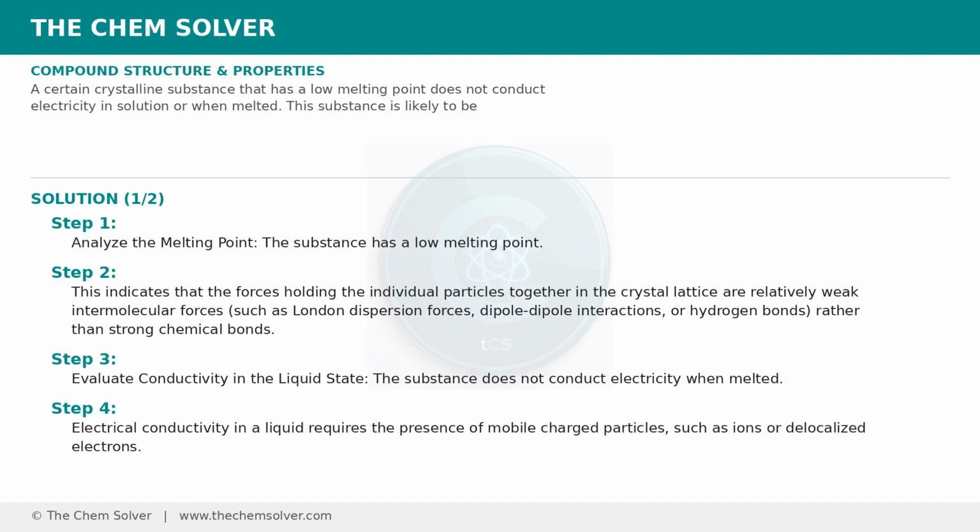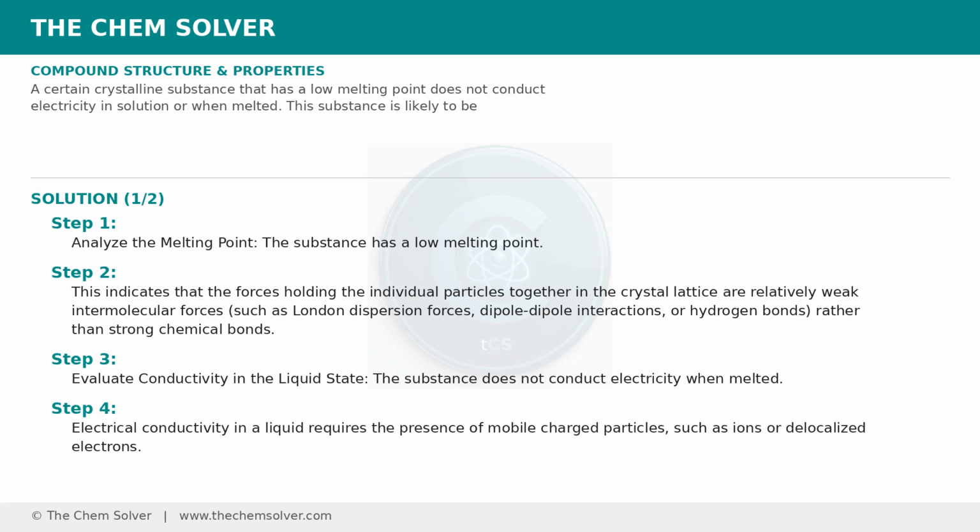Analyze the melting point. The substance has a low melting point. This indicates that the forces holding the individual particles together in the crystal lattice are relatively weak intermolecular forces, such as London dispersion forces, dipole-dipole interactions, or hydrogen bonds, rather than strong chemical bonds.